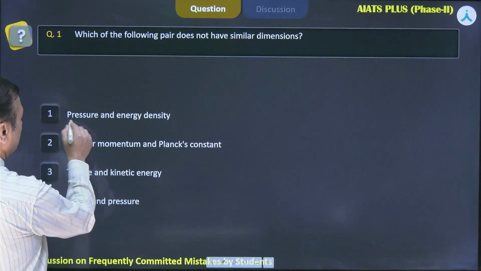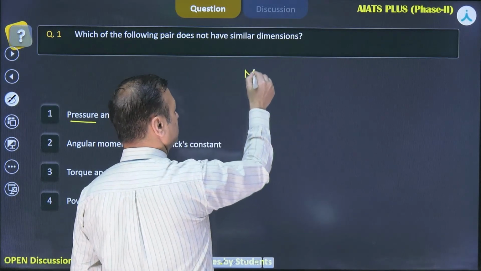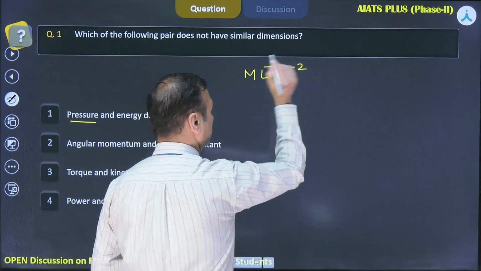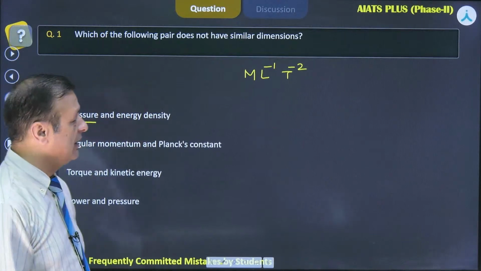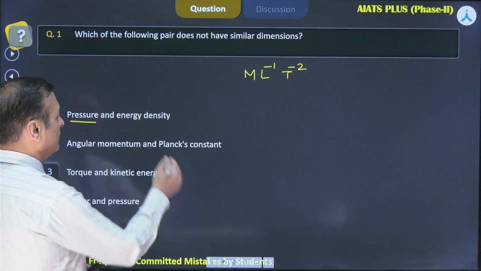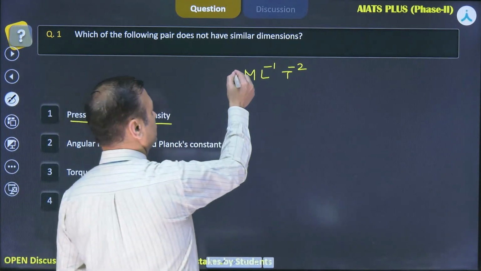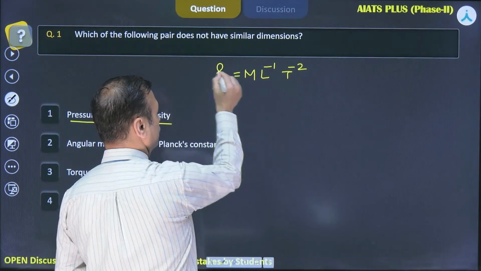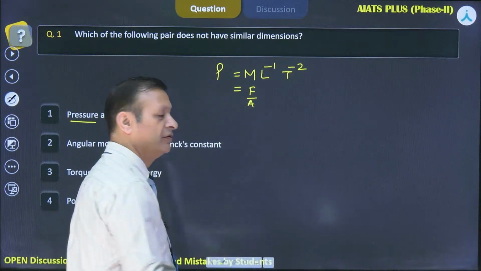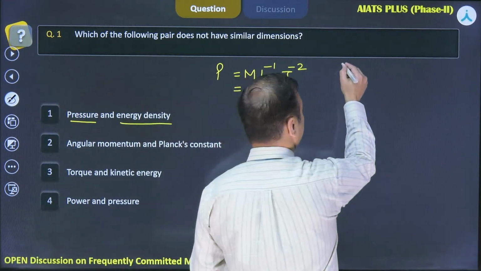So we have pressure. What is the dimensional formula for pressure? The dimensional formula for pressure is given by ML^-1 T^-2, which we got from force per unit area. Then we have another, that is called energy density.